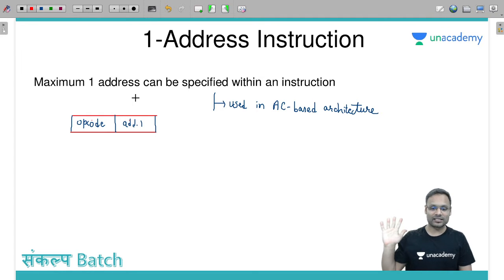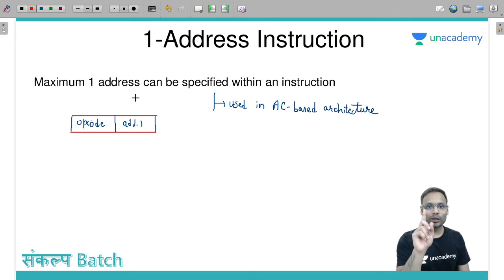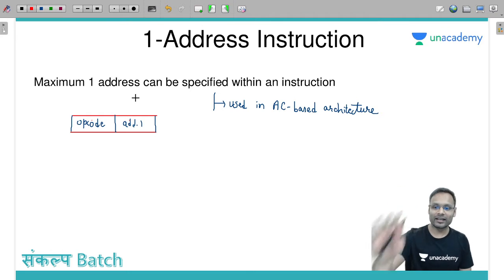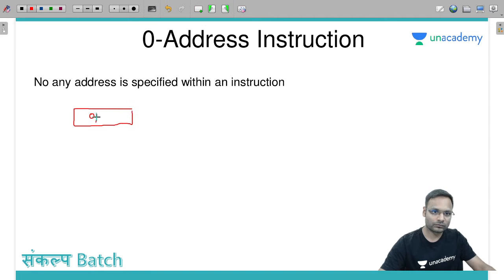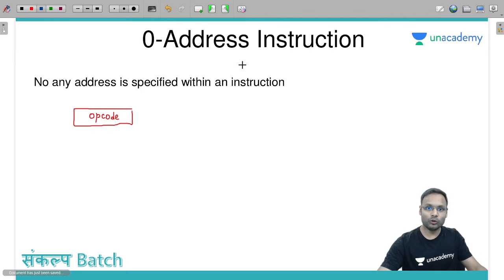then can a one address instruction system support zero address instructions also? Yes, it can support. Good, Rishikesh. Nice, Manisha. So one address instruction systems can support zero address also, but cannot support two address or three address instructions. I guess you now have a clear idea. Last one, zero address instruction. A zero address instruction will have only the opcode. So a PC which supports only zero address instructions is based on stack based architecture.